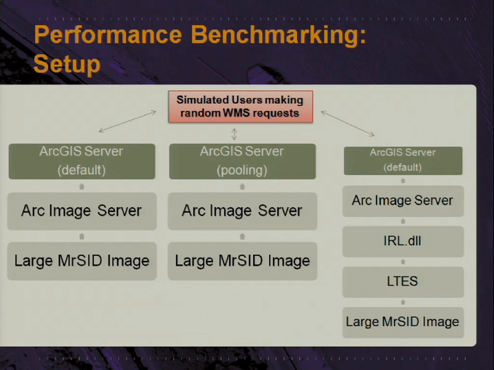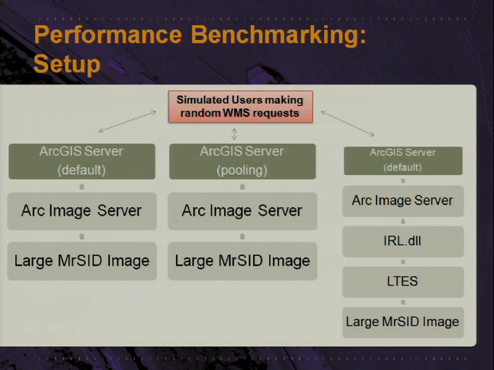At the top end is a Perl script that's going to simulate making WMS requests to ArcGIS Server. And the way that works is each user is going to make 100 random requests of the server, and they're going to be sequential. So start the watch, make the request, the response comes back, stop the watch, make the next request. Do that 100 times. And we're going to simulate that with 1 user doing it, with 5 users doing it, and with 15 users doing it.